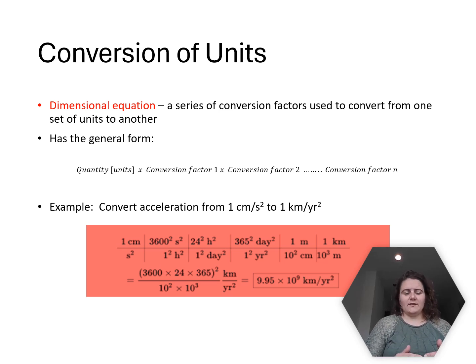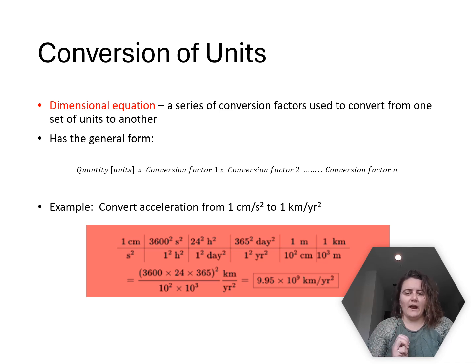So you'll see here that this example first takes the 1 centimeter per second squared and puts it on the left to form the dimensional equation. And then there's that series of conversion factors before we get to our answer. We know there are 3,600 seconds per hour, but because we have seconds squared, we need to square both the quantity and the unit. So we need to square the 3,600 and the 1 for the hour.